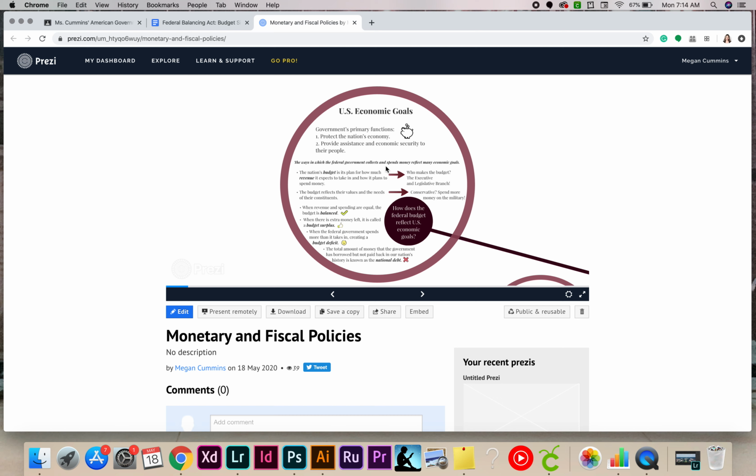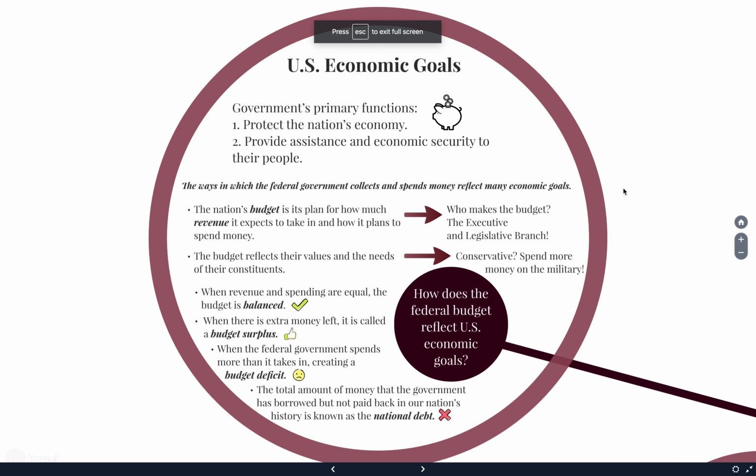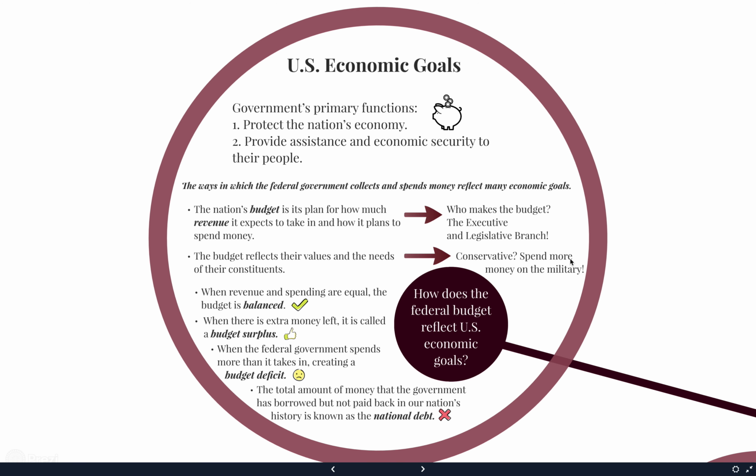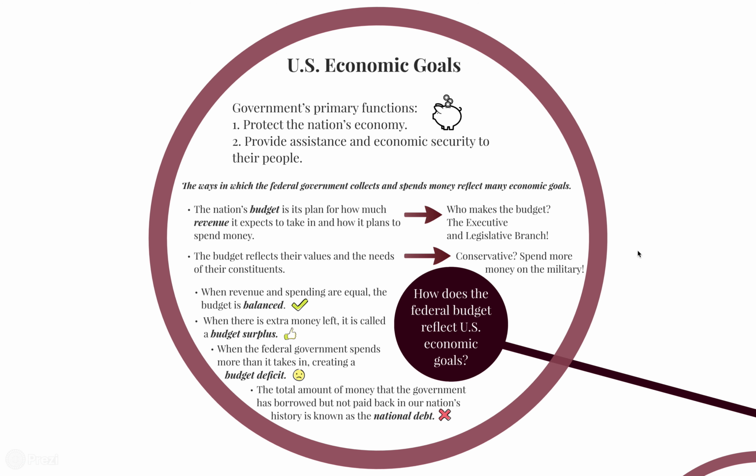So basically, who makes our budget? Well, our president and his cabinet make the budget, they create it, and then they send it off to the legislative branch. Let me make this a little bigger for you all. There we go. How are the goals of our government reflected in the budget? Well, it's basically dependent upon who is in office. So if we have a very conservative administration in office, we're probably going to see a lot more money spent on military.